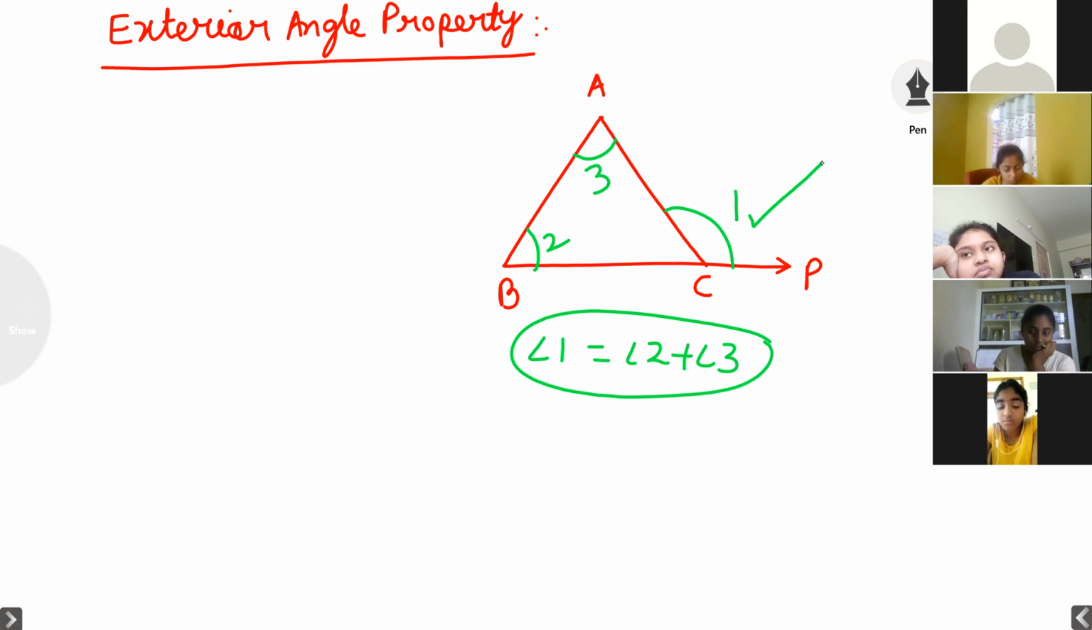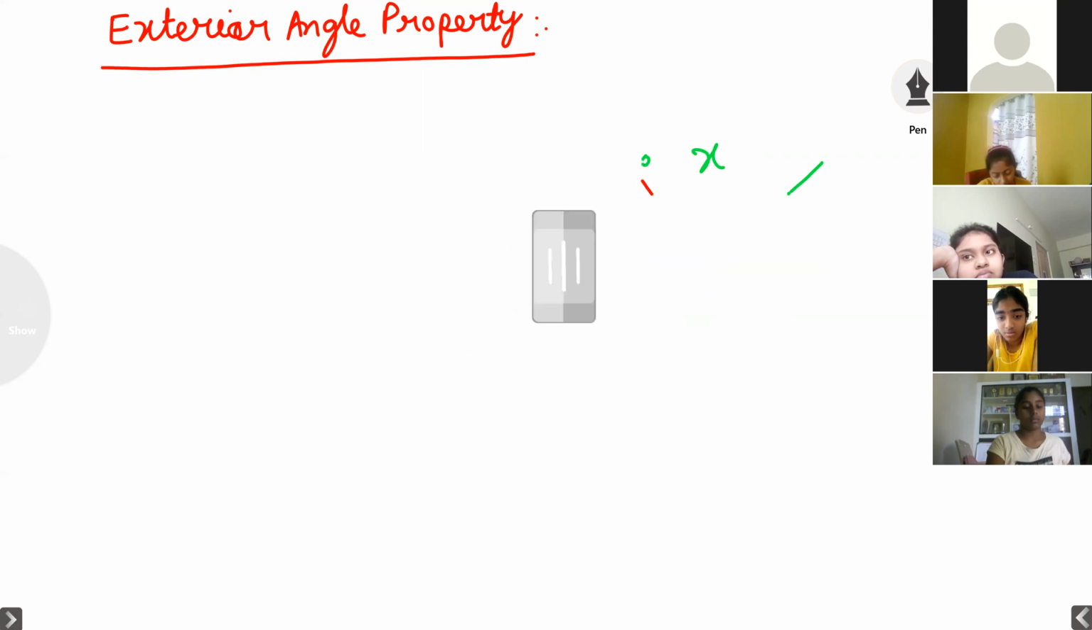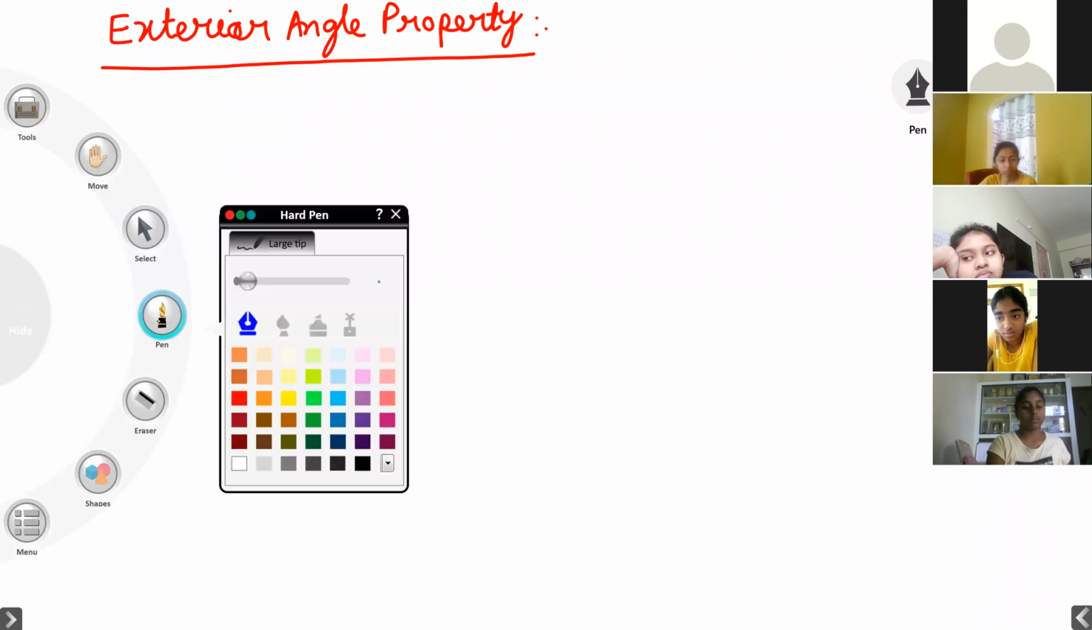Got it? If they have given a question where this angle is x, this angle is 30 degrees, and this angle is 40 degrees, then what is x? 30 plus 40 is equal to x, so 70 degrees is equal to x. What is the actual meaning of the exterior angle? The sum of the interior angles is equal to the exterior angle. The outside angle is equal to the sum of the two inside angles. Note down the concept.